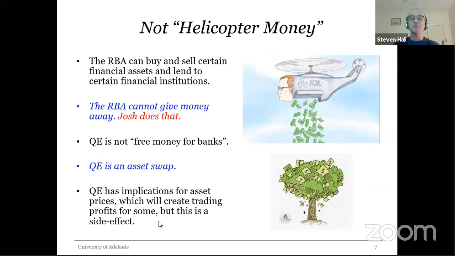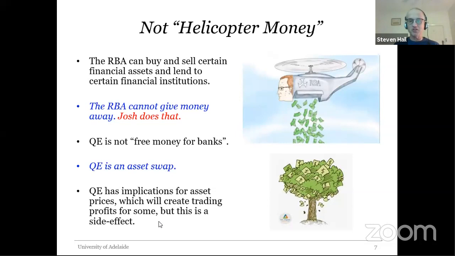The Reserve Bank can buy and sell certain financial assets, including, as is obviously the case, Commonwealth government bonds and state and territory government bonds. And they also trade to a limited extent in some private sector securities as well. And the Reserve Bank can lend to our private sector banks and certain other financial institutions as well. But the RBA cannot give money away. The RBA cannot make welfare payments. Only the government can do that, subject to parliamentary authority.